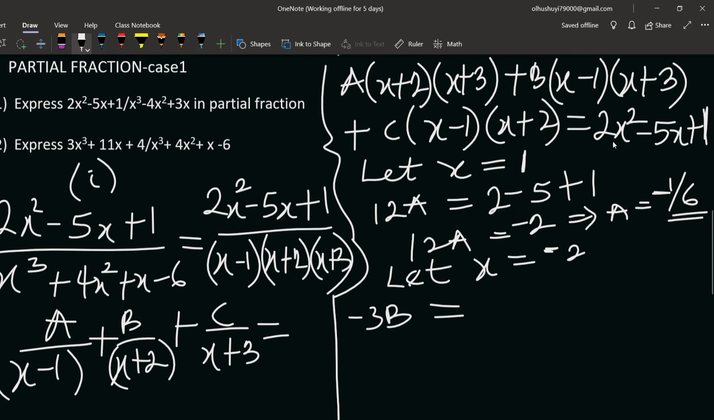can be equal to, what will this one be? 2 times minus 2 all squared is 4 times 2, this should be 8, minus 5 times minus 2 is plus 10, then plus 1. So we have 18 plus 1, 19. So this b can be equal to minus 19 over 3. So I have gotten that. We need c now.